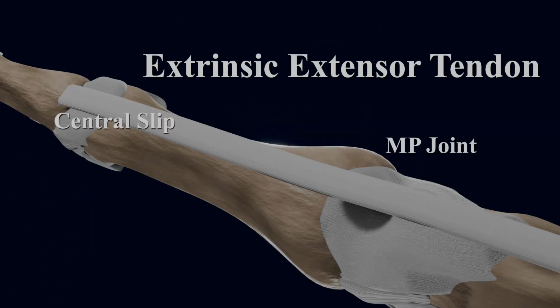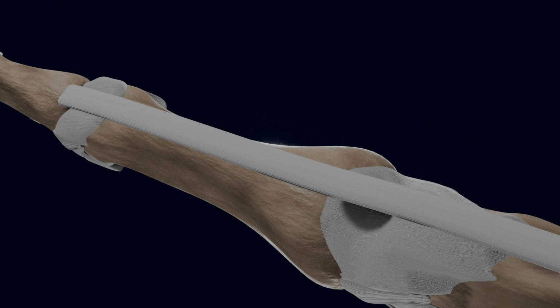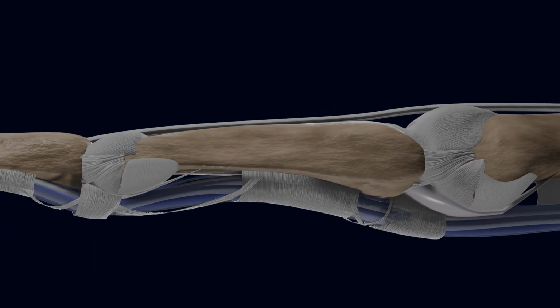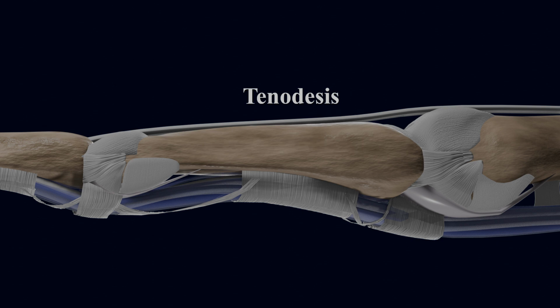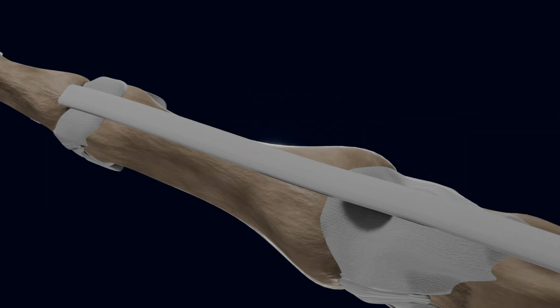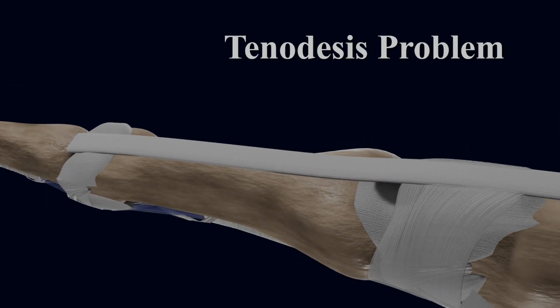The extrinsic extensors cross the metacarpal phalangeal joint and insert at the dorsal base of the middle phalanx. An attachment to the proximal phalanx is absent. There are often fibrous attachments to the metacarpal phalangeal dorsal capsule. If the tendon was attached to the proximal phalanx, a tenodesis of the proximal interphalangeal joint would exist, severely limiting PIP joint motion. The tenodesis problem is resolved with the extensor sagittal bands.